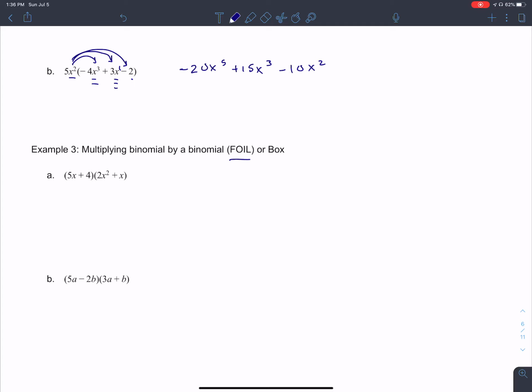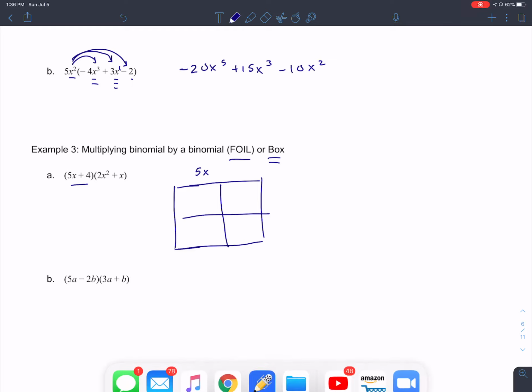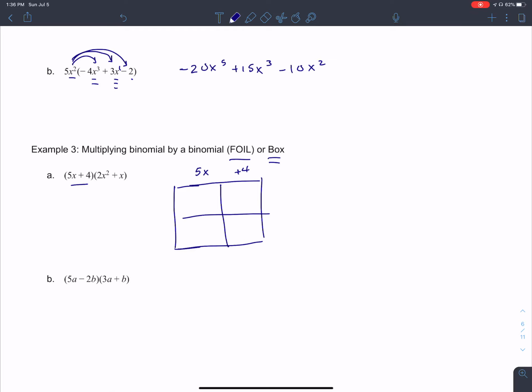Okay, now multiplying a binomial by a binomial. You can either use FOIL or the box method. I have gone to using the box for teaching this. If you would like to use FOIL, which you have learned previously, that's fine. The box keeps it nice and neat, and also when we get to higher multiplication, it helps.